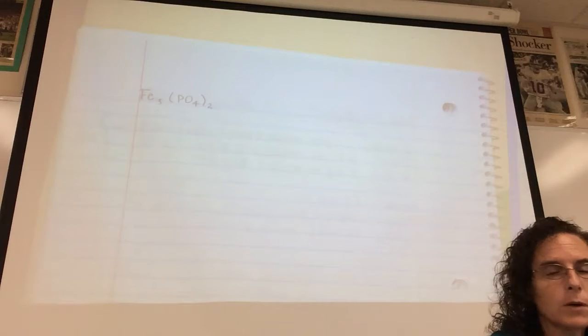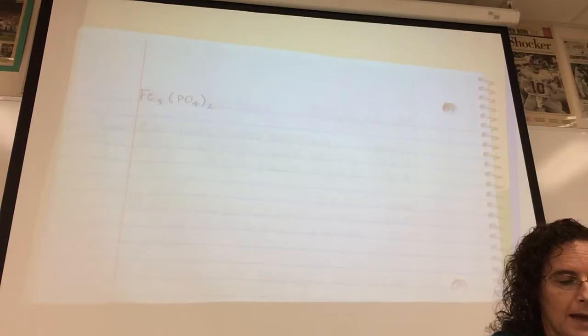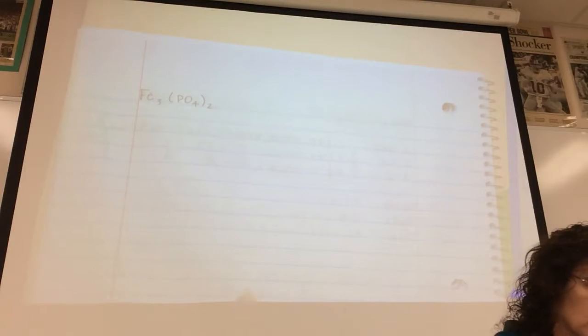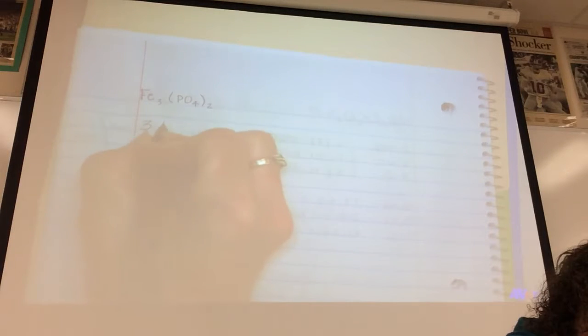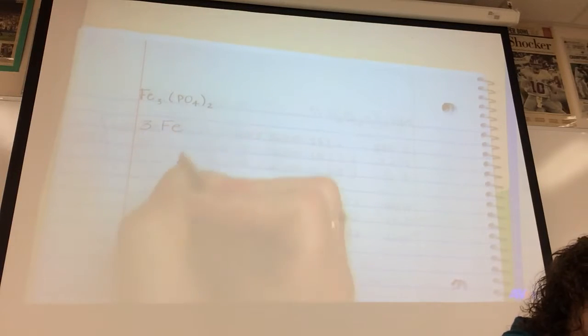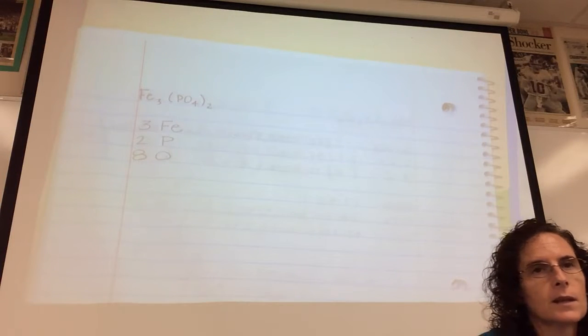Once you write the chemical formula, now what you want to do is count up the atoms just like we learned back in chapter 2. We have 3 iron. We have 2 phosphorus, and 2 times 4 is 8 oxygen. So we've counted the atoms.